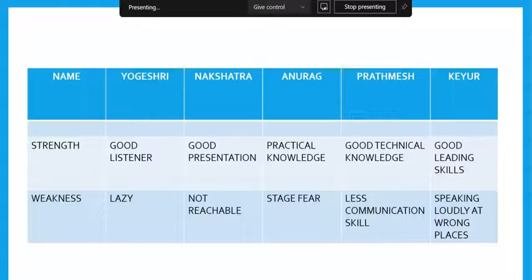Anurag's strength is practical knowledge. I've already made the point that he's good at bargaining. That's why we all consider his strength to be practical knowledge, while his weakness is stage fear. Maybe that's why I am presenting now. The strength of Prathmesh is that he is good in technical knowledge, while his weakness is less communication skill. And the strength of Keyur is good leading skills, while his weakness is speaking loudly at wrong places.